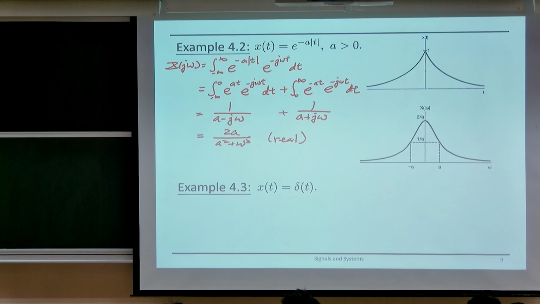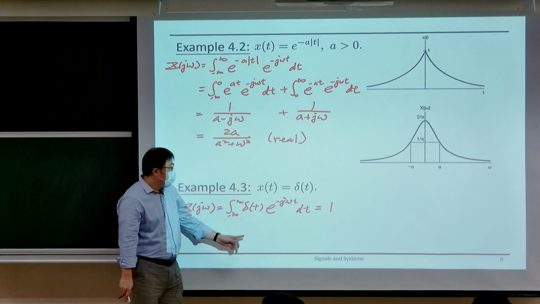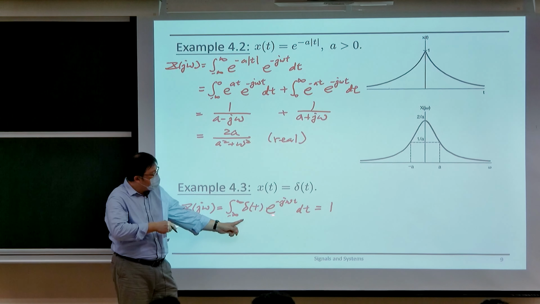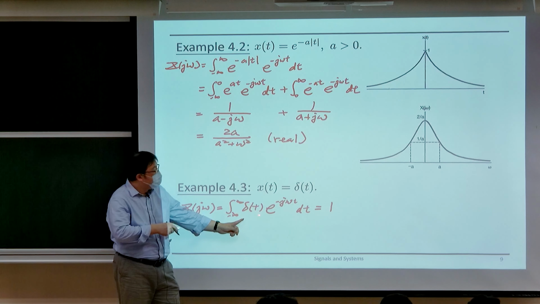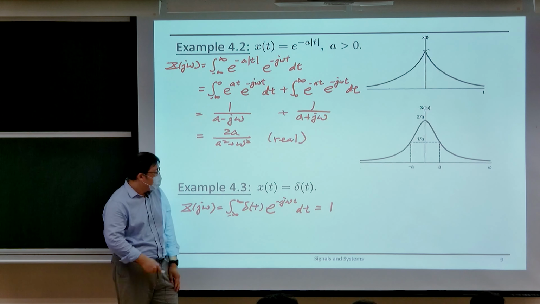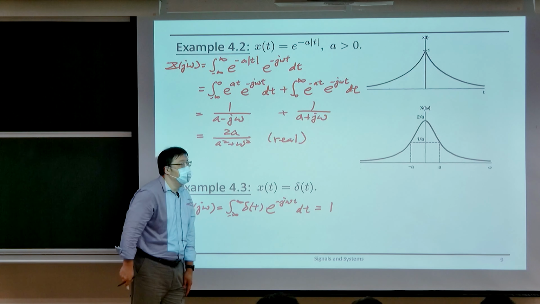If you work this out, you get X of j omega, which is the integral of delta of t times e to the minus j omega t, and this is simply equal to 1. Because for any function multiplied by delta of t, delta of t is non-zero only when t is equal to 0. So it's equivalent to look only at the value of this function at time 0, which gives you 1. Eventually you're just integrating over the delta function, which is equal to a constant 1.